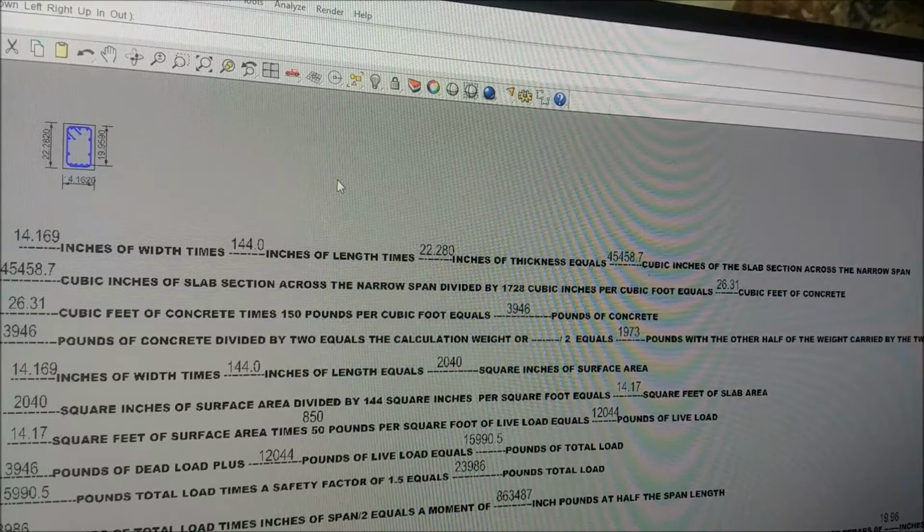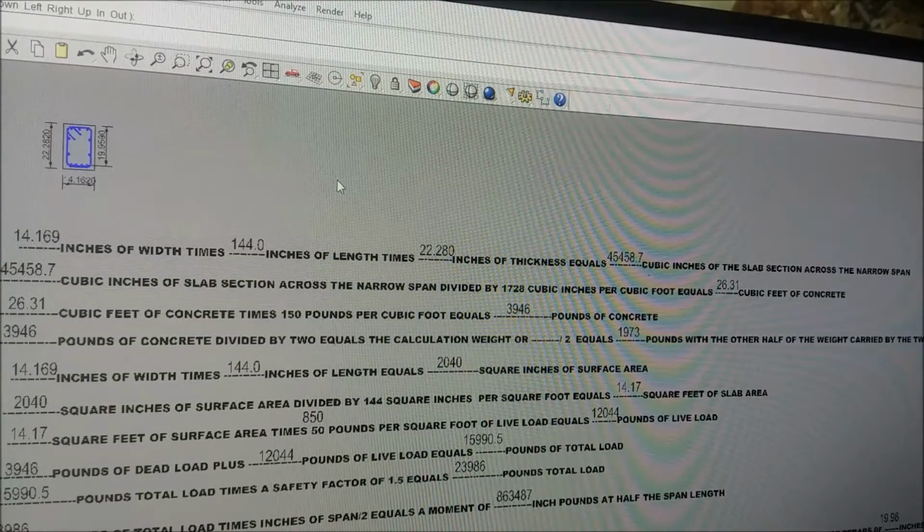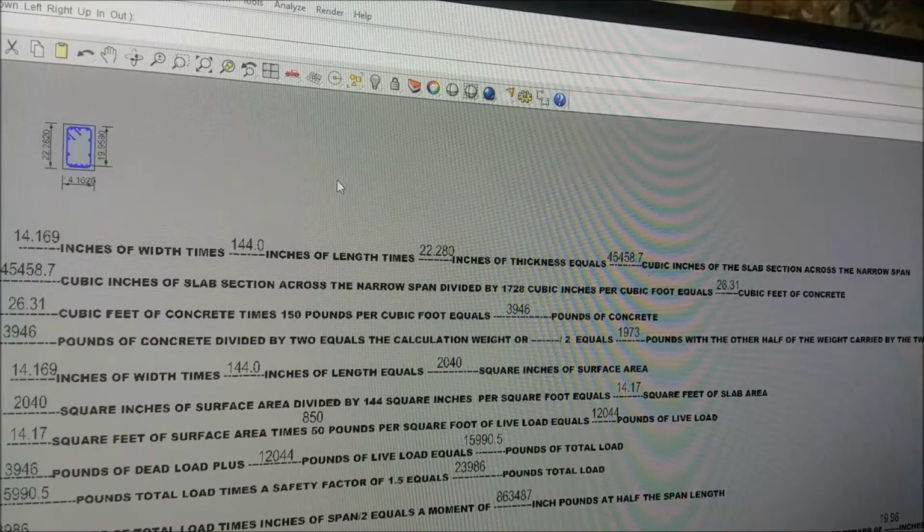But we're gonna use the same concrete, same length beam, same weight of concrete floor. We'll call it concrete floor.